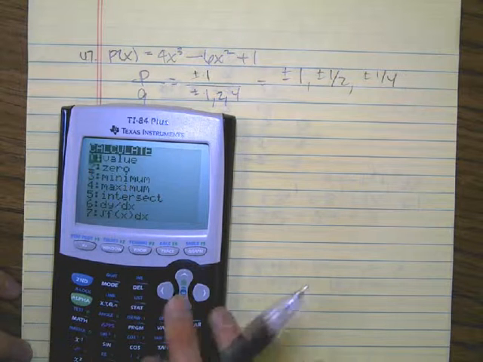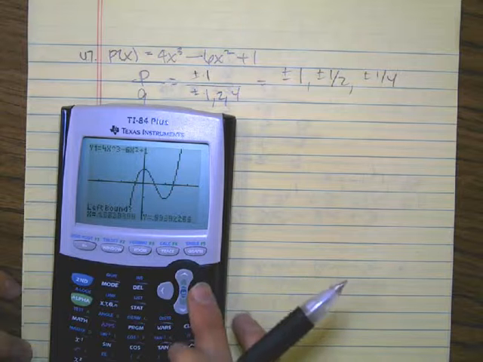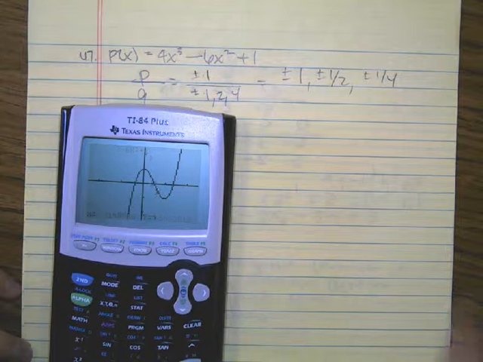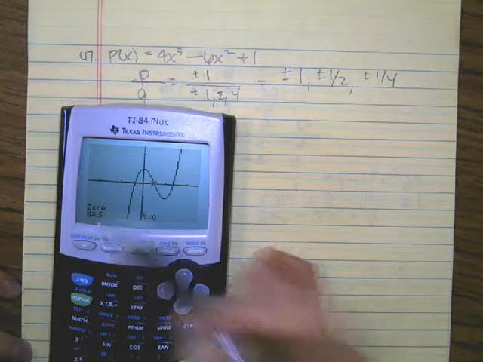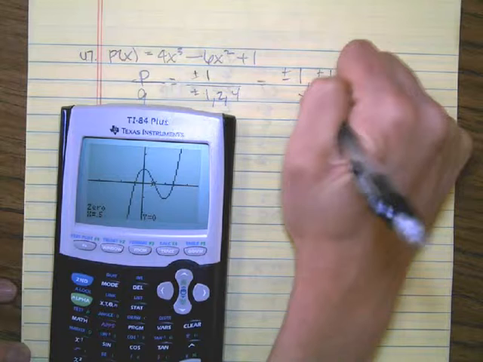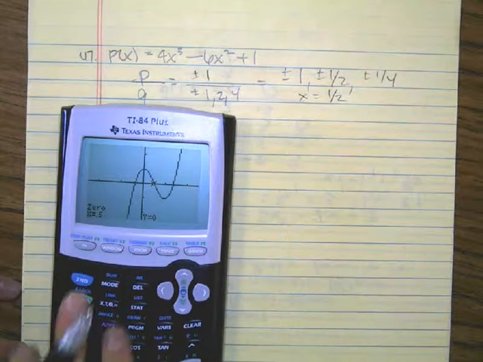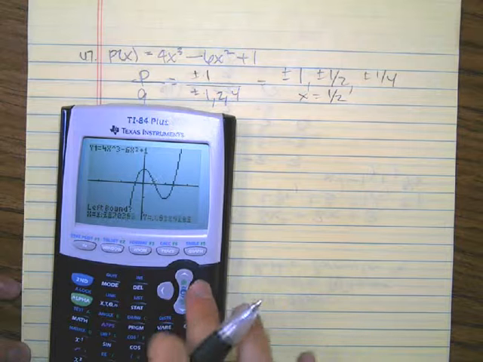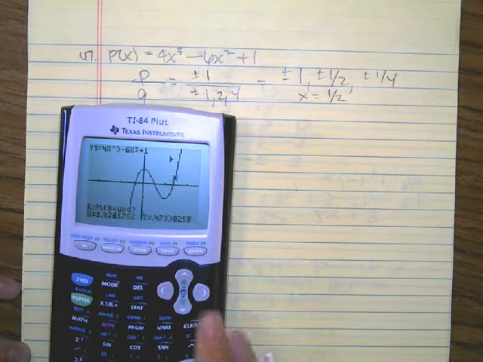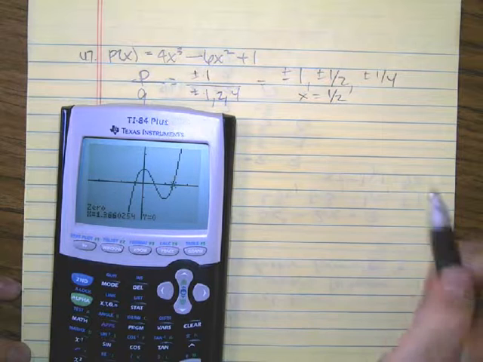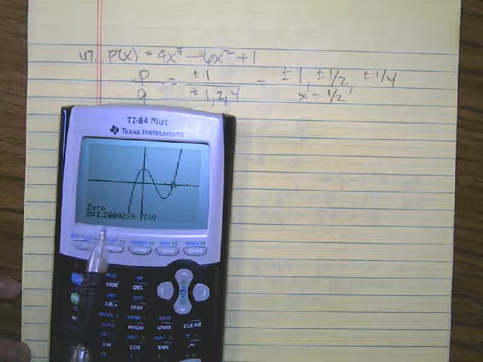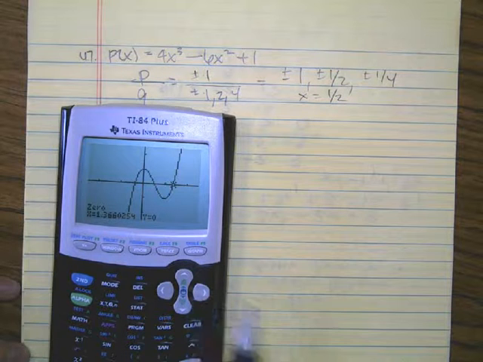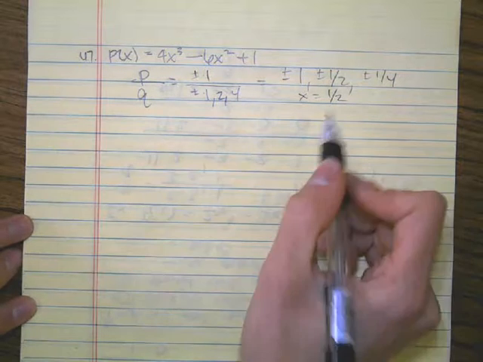Hit second trace again, and I hit 0. And then I hit enter to the left, enter to the right, and enter one more time. So 0.5, that one will work for me. So I know that I have 1/2. And then I hit second trace, and let's see if I can catch that last one. So I hit enter here, and enter here, and enter one more time. And again, 1.366025, that's never ending and non-repeating, so that's irrational, so I can't use that. So the only one I can use is 1/2.